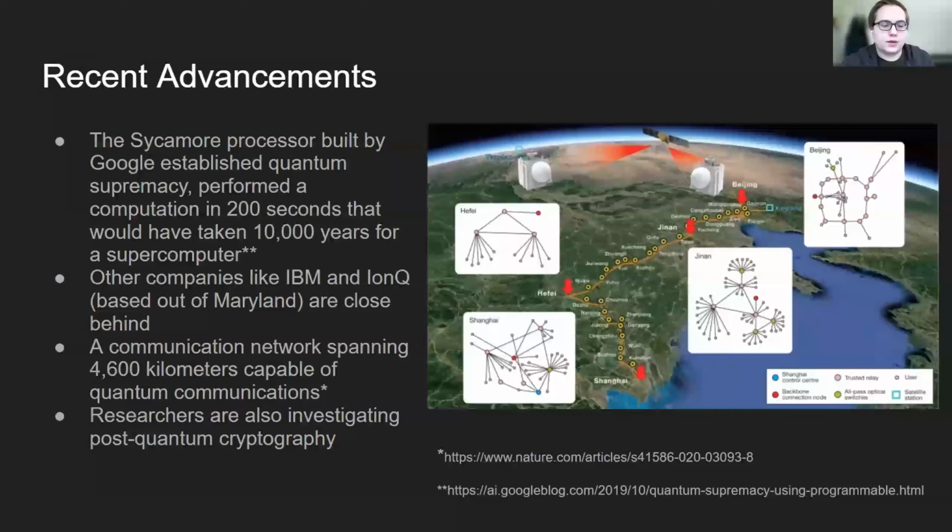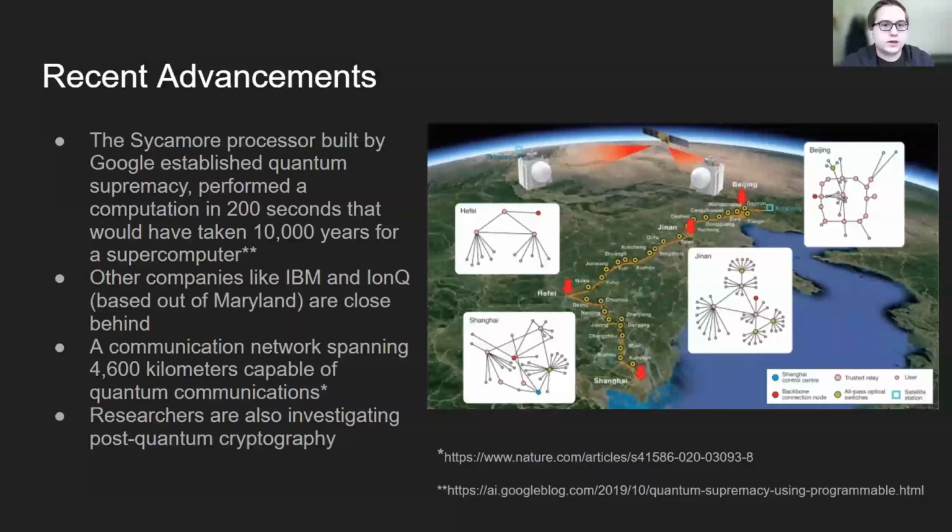So another thing we wanted to talk about is how there have been a lot of recent advancements in the field of quantum computing, because it's a very quickly growing field. So for example, the Sycamore processor that was built by Google managed to establish an example of quantum supremacy, where it performed a calculation in 200 seconds that for even the fastest classical supercomputers would have taken somewhere in the realm of 10,000 years or so. And so this is a clear example of how quantum computers can provide a very tangible advantage over classical computers. And it isn't just Google as well.